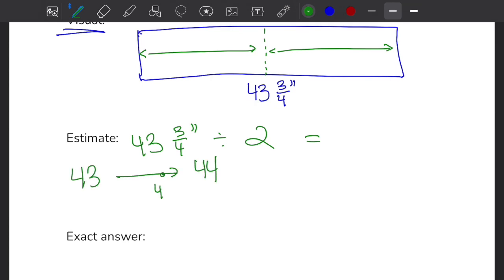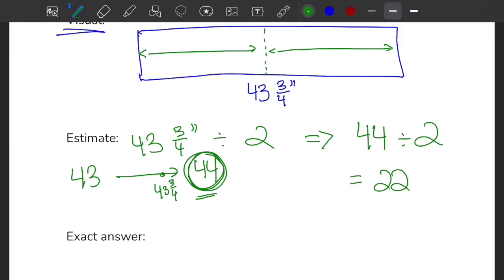So 43 3/4 is around here. So it's closer to 44. So I'm going to round up to 44. So my number will be 44 approximately divided by 2. Or I can ask myself, what is half of 44? And the answer is 22 inches. So the midpoint will be around 22 inches.